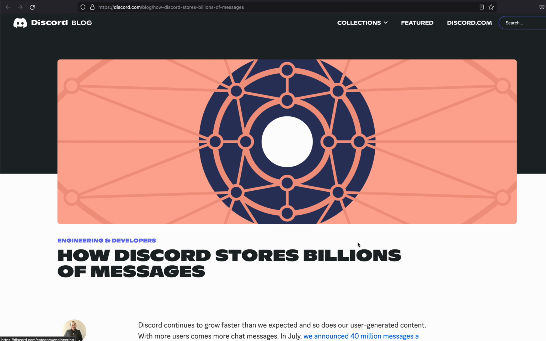Today we are going to talk about one of the design features being used in Discord: how Discord is storing billions of messages.